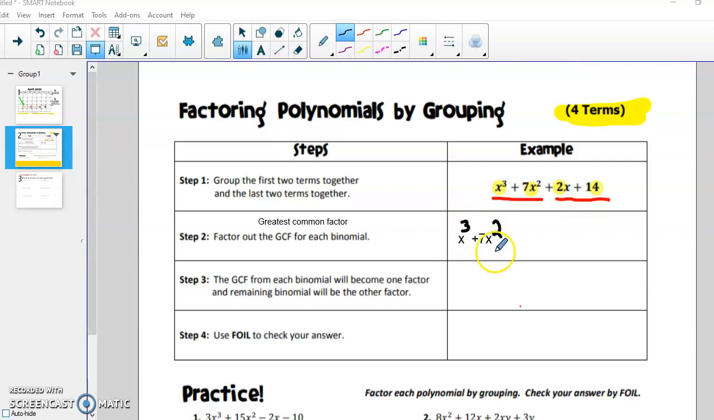So we have our x to the third and our 7x squared. What do these all have in common?